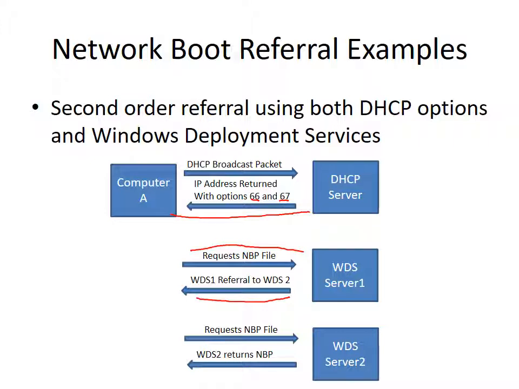So then computer A requests that network boot program file from WDS server 2, and then WDS server 2 returns that file to computer A. So again, this is very much like the first example we saw, and it combines elements of the second example we saw. But the advantage here is that the first WDS server doesn't necessarily have to be listening for DHCP broadcast requests, which can clear up some of its networking traffic.